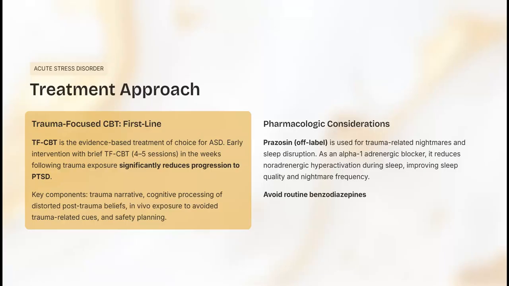Prazosin is used off-label for trauma-related nightmares and sleep problems. It's an alpha-1 blocker that reduces the noradrenergic overactivity that happens during sleep. So it helps with both nightmares and overall sleep quality. So prazosin is very good. That's an old blood pressure medication.